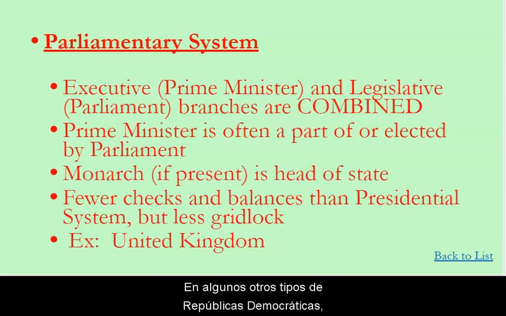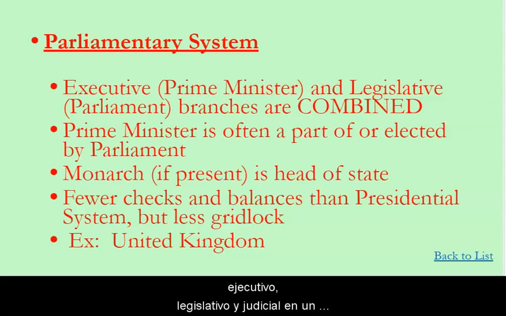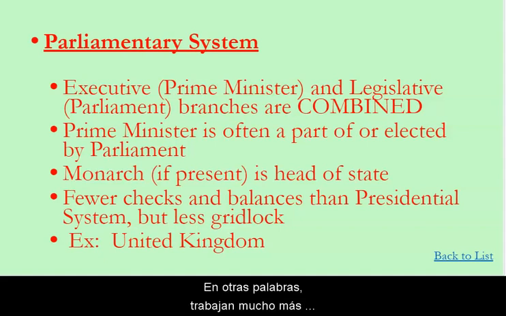In some other types of democratic republics, they have a parliamentary system instead of a presidential system, like the United Kingdom. So taking a look, they also have three branches of government: executive, legislative, and judicial. In the parliamentary system, the executive and legislative branches are combined together somehow. In other words, they work much more closely together than what they do in the United States. For example, they don't have a president, they will have a prime minister for the executive leader.